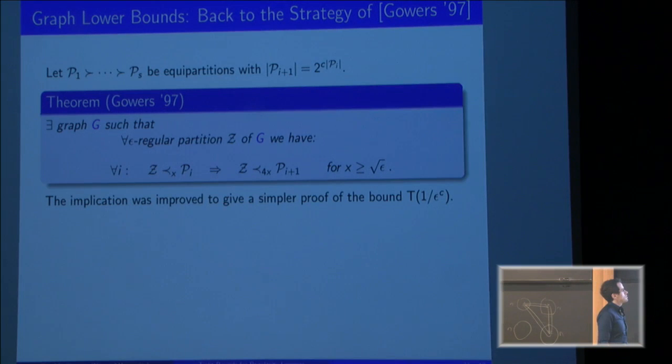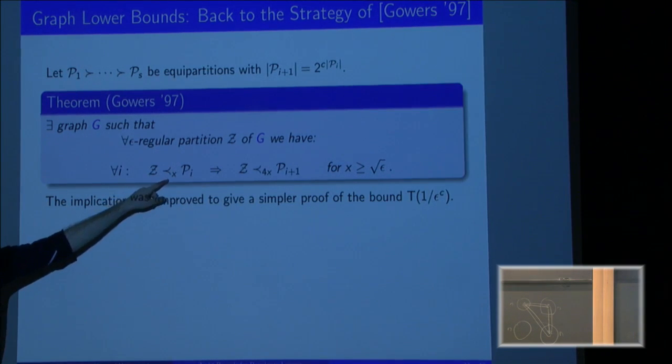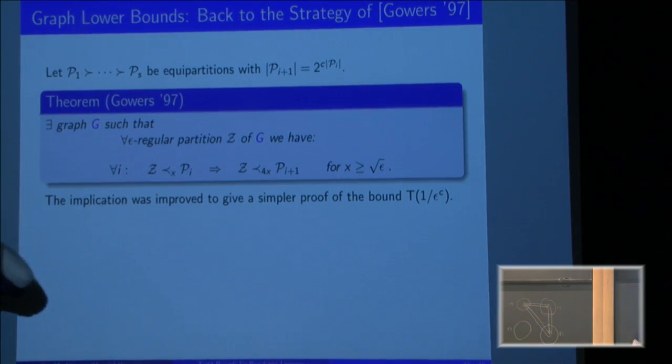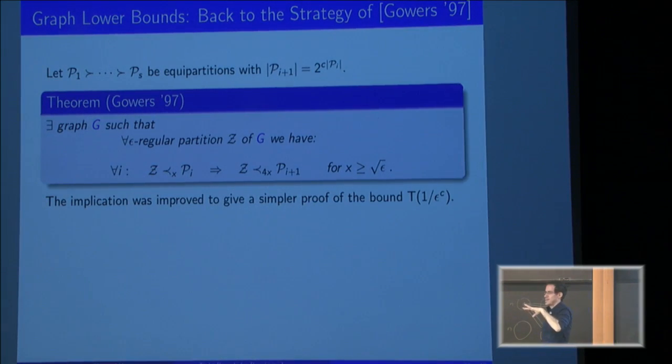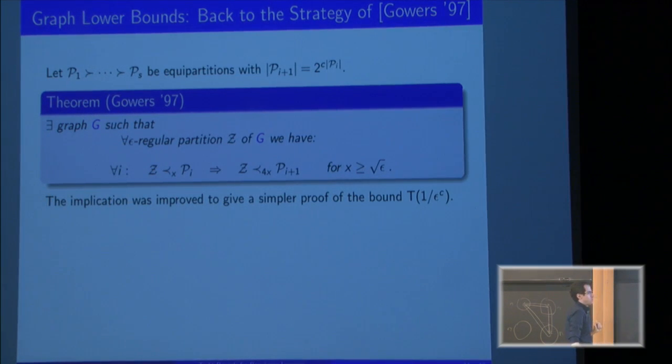And the main theorem, or the key lemma in Gowers' 97 result, says that there is a construction of a graph such that every epsilon regular partition Z of this graph that Gowers constructed, if it approximately refines P_i, and let me just say what approximately refines with parameter x means, it basically means that if you remove x fraction of the vertices, then what you get is an actual refinement. This is one way to think about it.